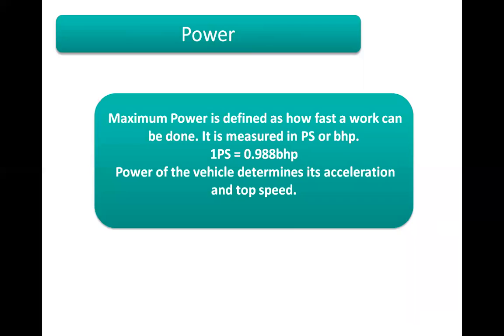Then power. Maximum power is defined as how fast a work can be done. It is measured in PS or bhp. 1 PS is equal to 0.988 bhp. Power of a vehicle determines the acceleration and top speed.